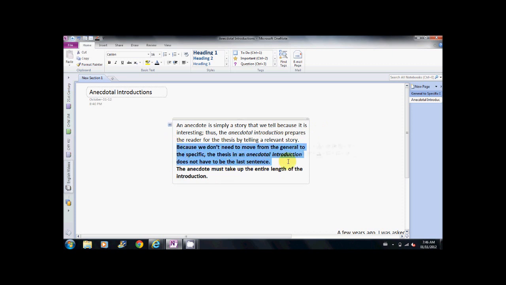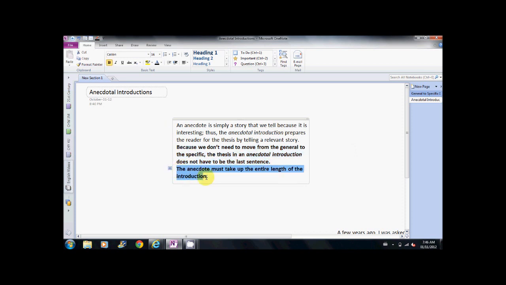Because we don't need to move from general to specific, the thesis in an anecdotal introduction doesn't have to be that last sentence, right? If you think about that funnel approach we use with general to specific, it leads to the thesis. You don't need to have that with the anecdotal introduction. And in fact, there are numerous examples online that you can find of anecdotal introductions where the thesis is the first, second, third sentence in the story. It just depends how you create and mold that story.